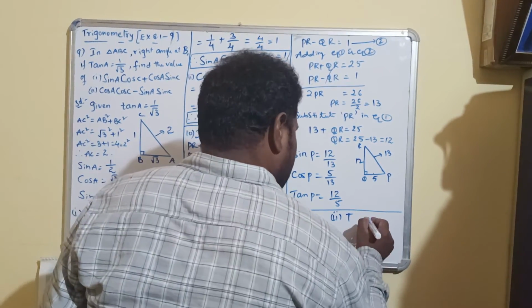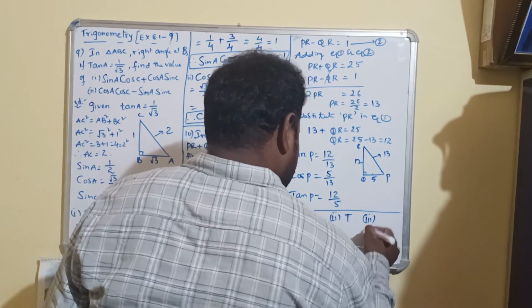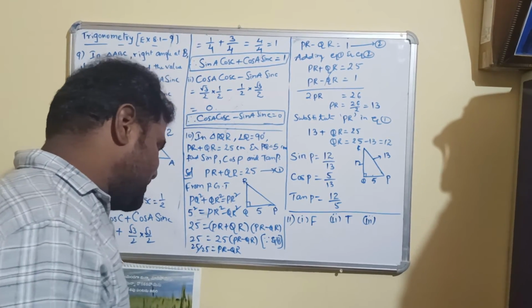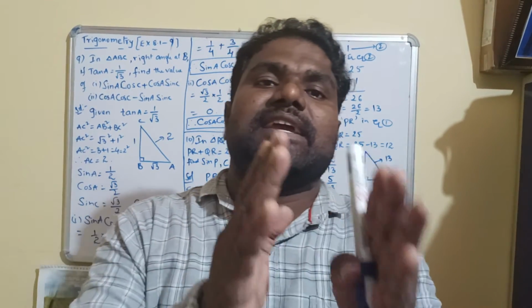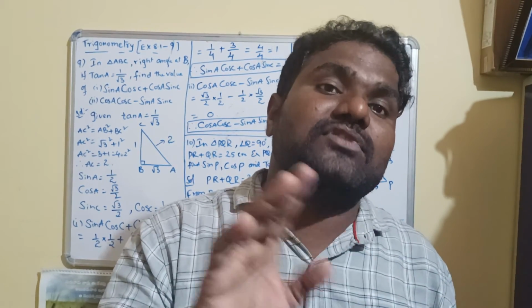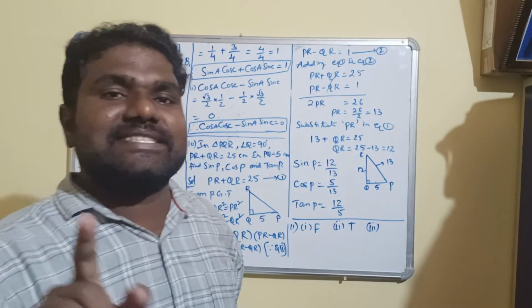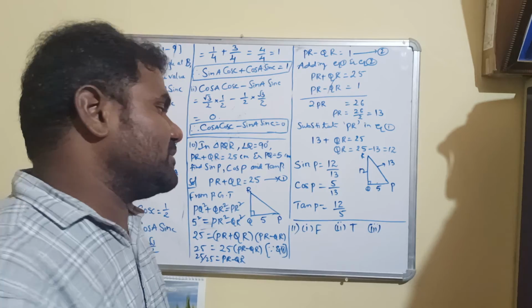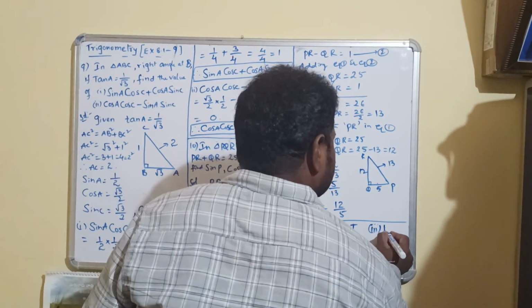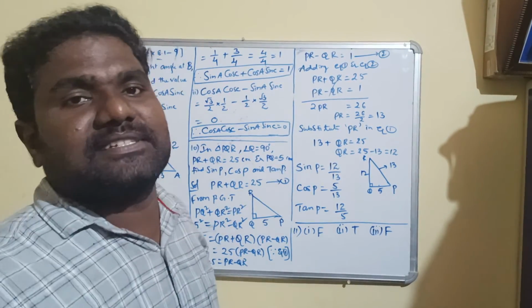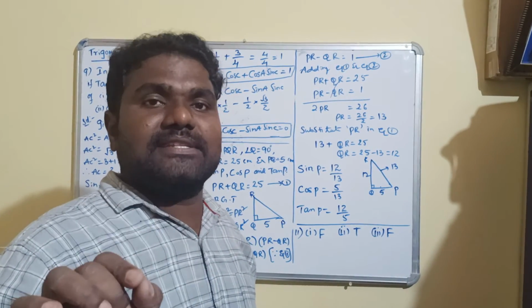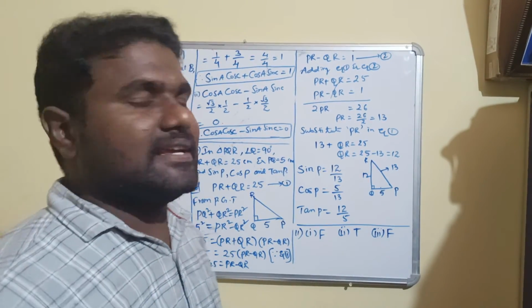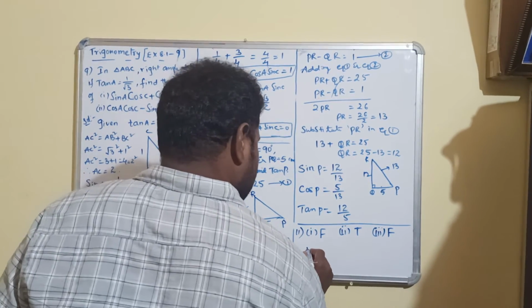Come to the third one. Cos A is the abbreviation used for the cosecant of angle A. Cos A means cosine A, which is not the abbreviation of cosecant A. COSEC means cosecant. Cos A is not the cosecant A. Cos A means cosine A. That is the reason.